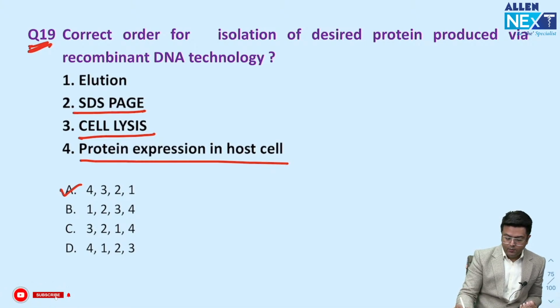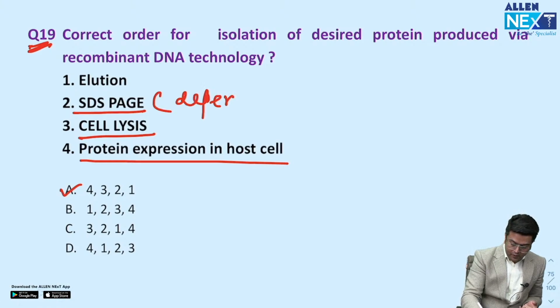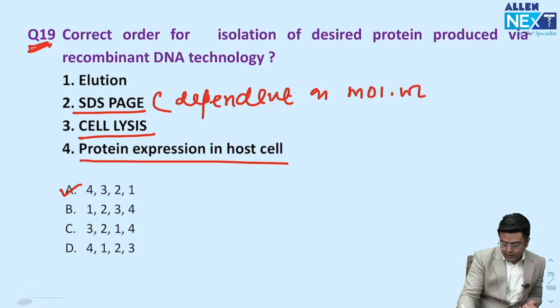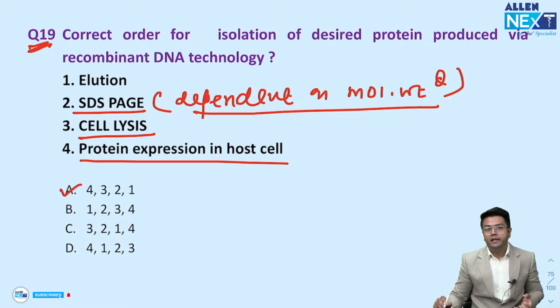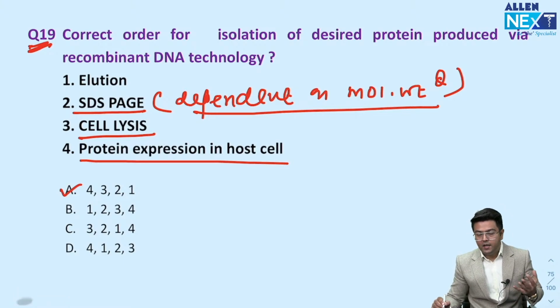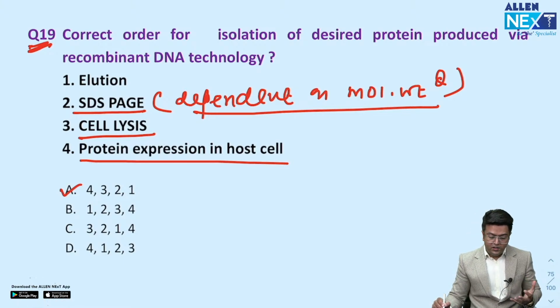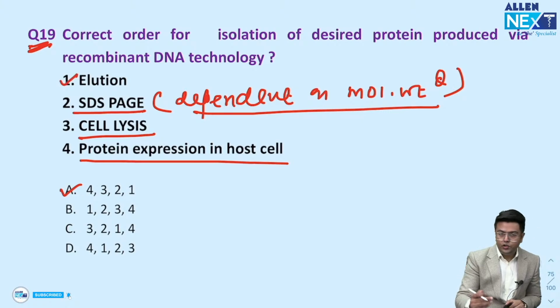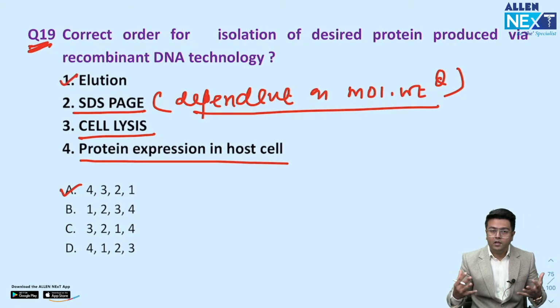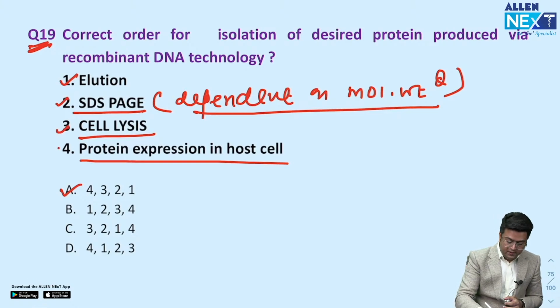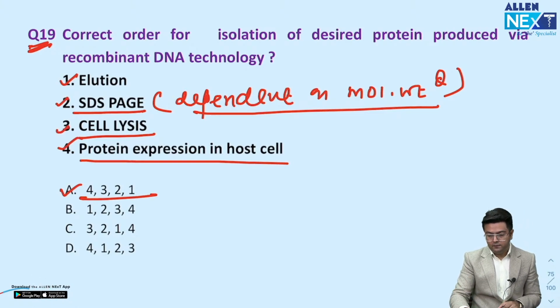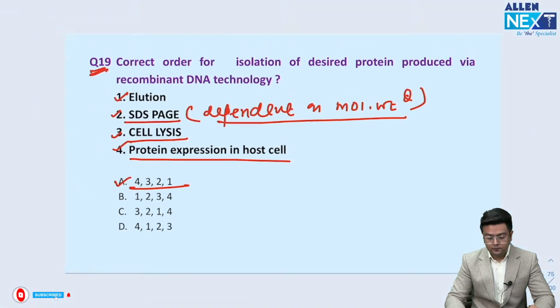Guys, SDS page is the name of electrophoresis, and SDS page is dependent only on molecular weight. That is again an MCQ. NEET PG has asked it many times. SDS page is a type of electrophoresis which is based on molecular weight, not on charge. So lastly, we will do the elution. Elution means extraction of the protein from the gel of electrophoresis. Right, guys? So option A is the answer. Clear?